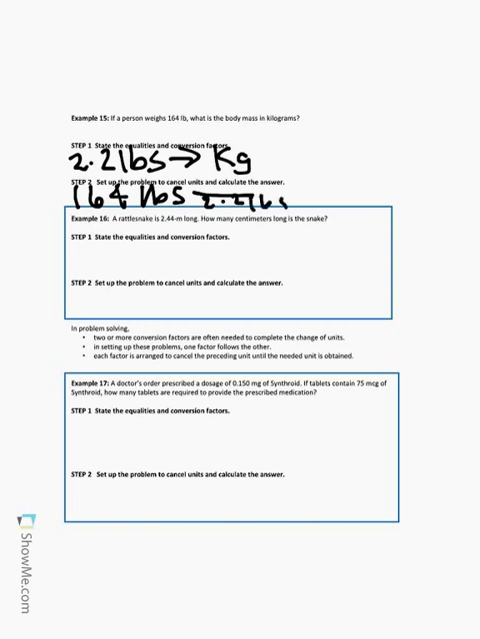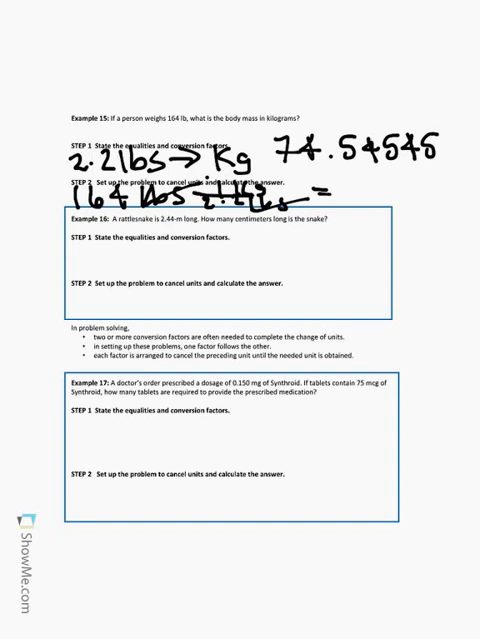2.2 pounds per 1 kilogram. This enables our pounds to cancel, leaving us with kilograms. 164 divided by 2.2 gives us, in our calculator, an answer of 74.54545455. Right? This is, of course, way too many numbers. So let's look at our significant figures.